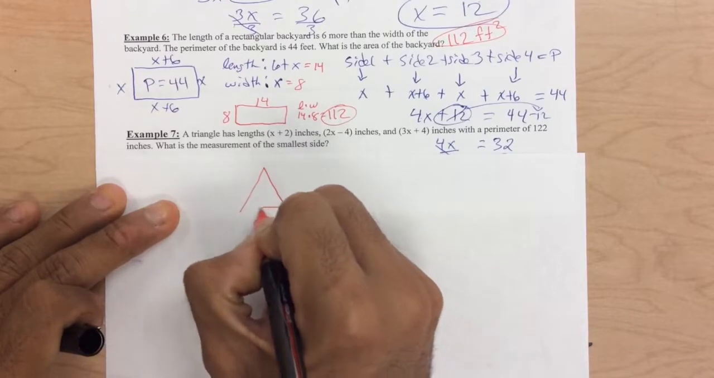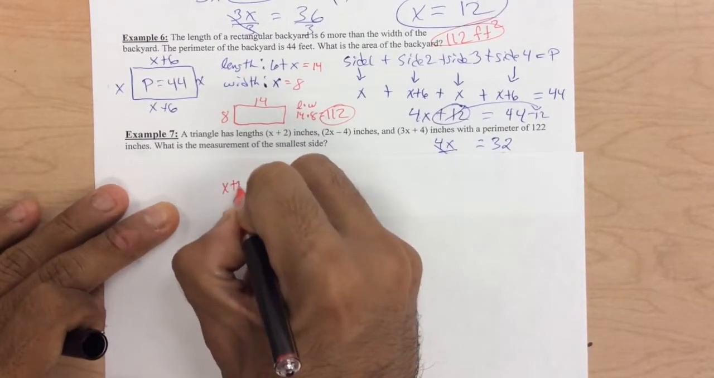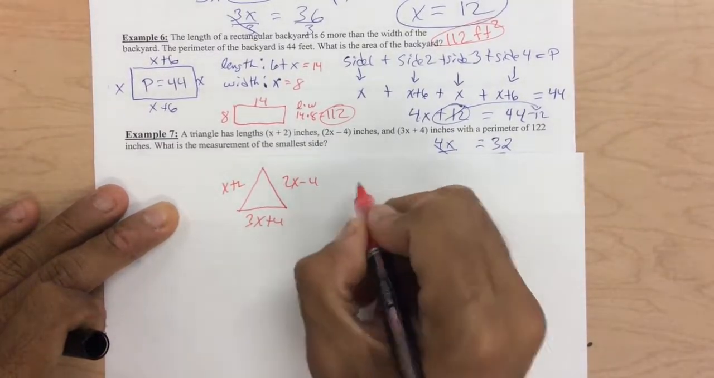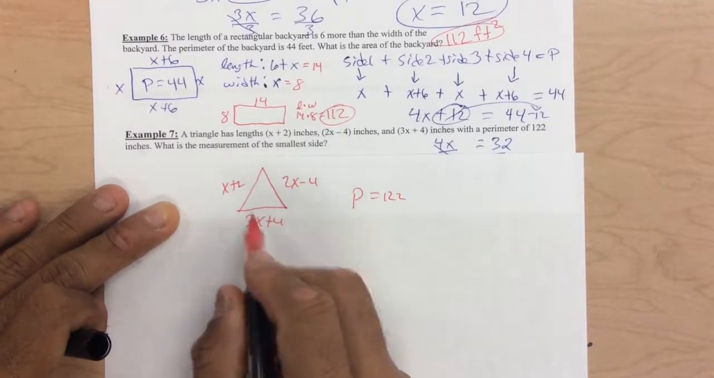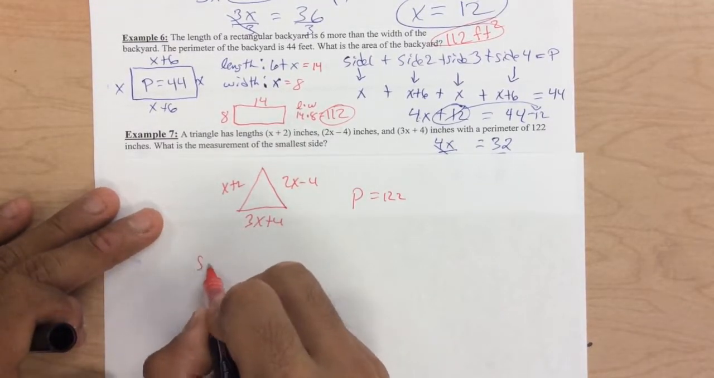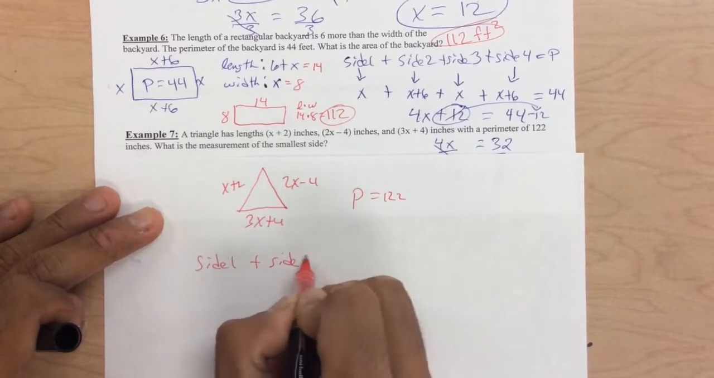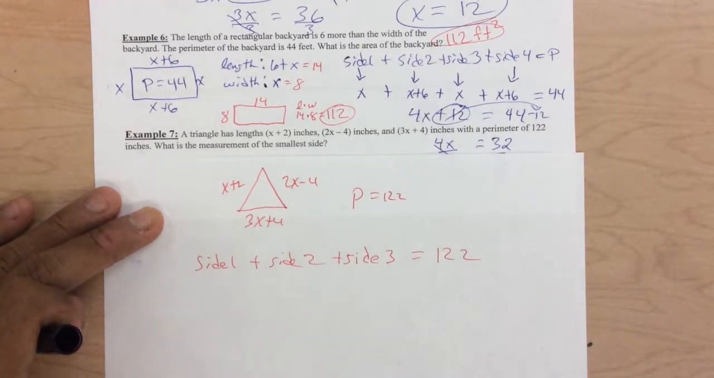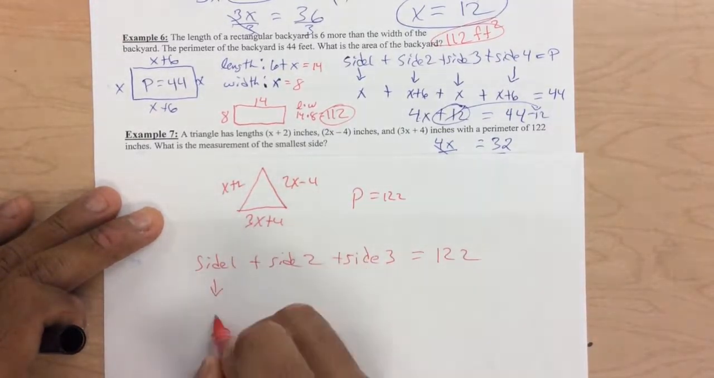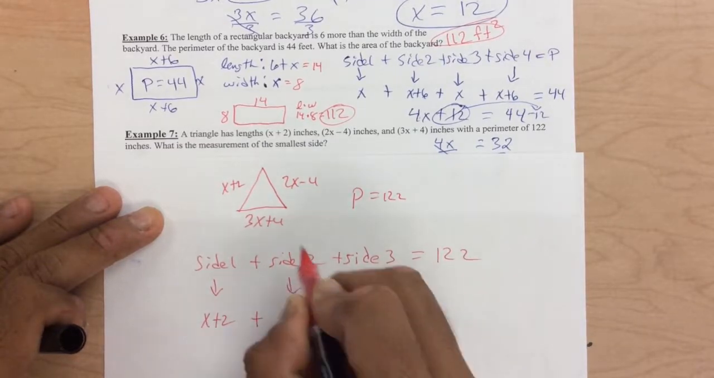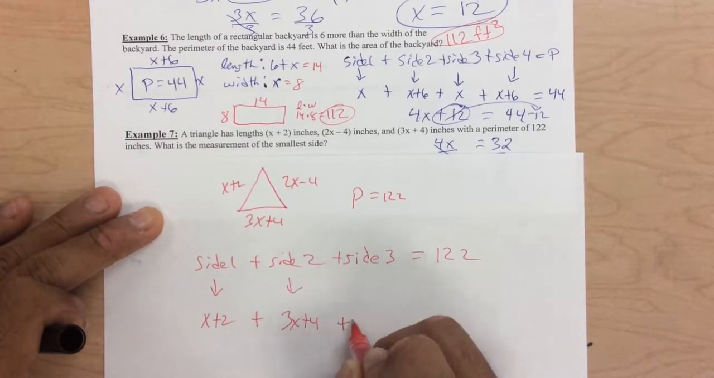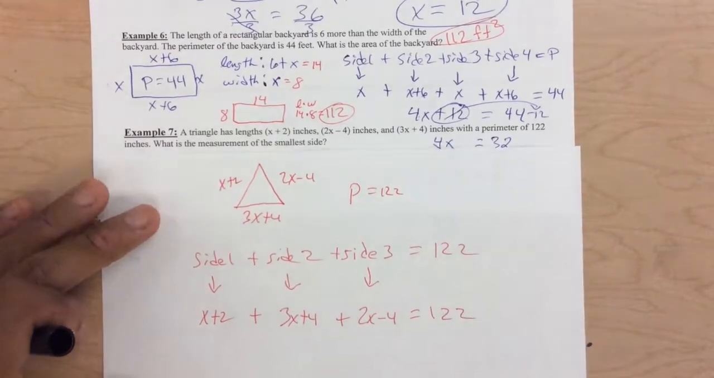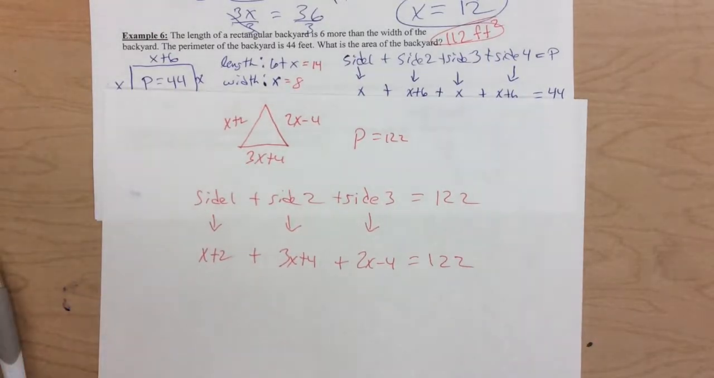So I'm going to start off by drawing myself a triangle, and I'm going to put the sides on this triangle. Now, if we're dealing with perimeter, that means we're going to do the first side plus the second side plus the third side equals 122, or equals the perimeter. So side 1 could be x plus 2. Side 2 could be 3x plus 4. And the third side could be 2x minus 4. So you're basically just adding the three sides of the triangle and making it equal to 122.